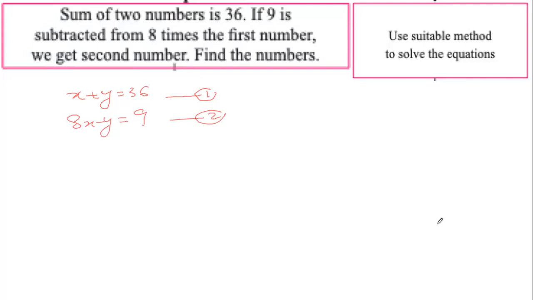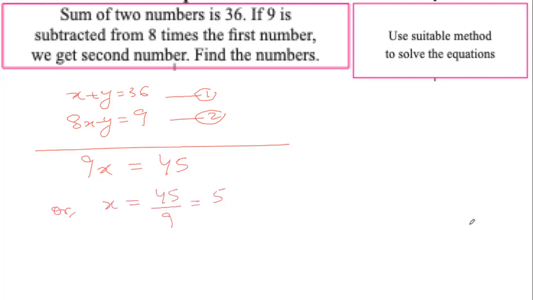If we use elimination method, it will be easier, because you see the coefficients of y and minus y are the same now, 1, 1. So if we use the elimination method and we just add the two equations, x plus 8x equals 9x, y minus y is 0, 36 plus 9 is 45. When we simplify this, x equals 45 by 9, which is equal to 5. Thank you. 5. You have given us the easy answer.